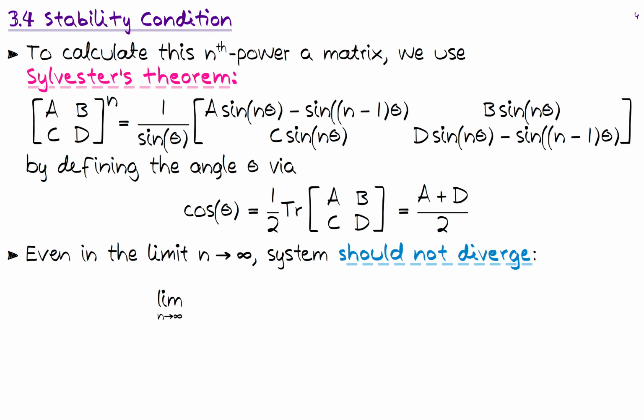And in this case, we can calculate the limit of this ABCD to the power of n, and this should not be infinity. That's basically the requirement that we must have a stable cavity. So this implies that this angle theta must be a real valued number.